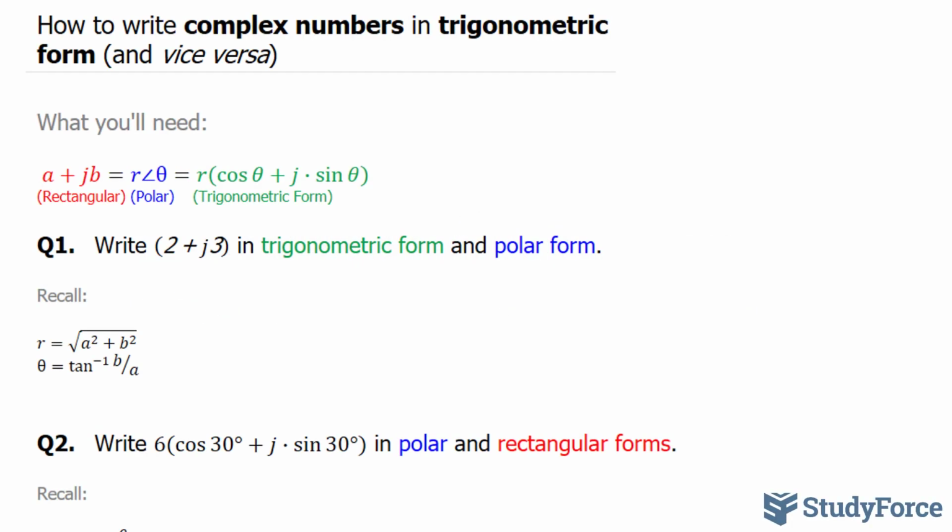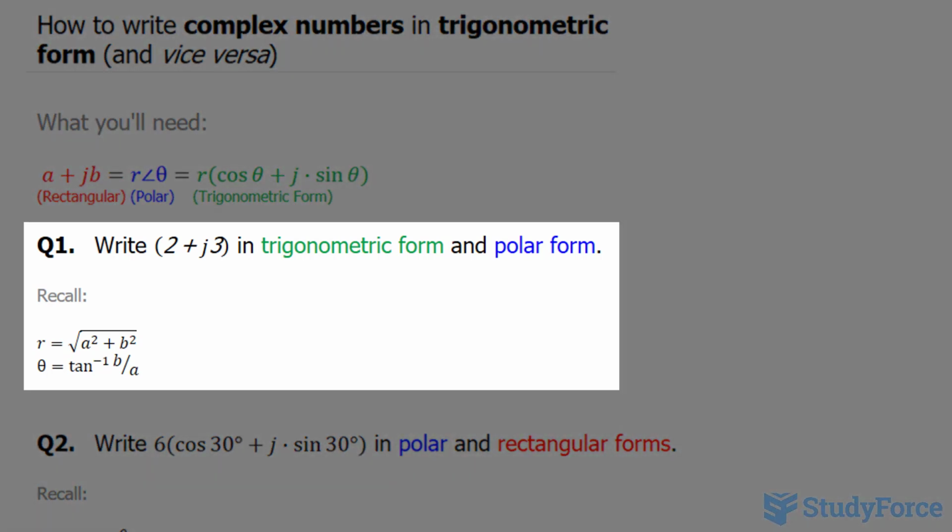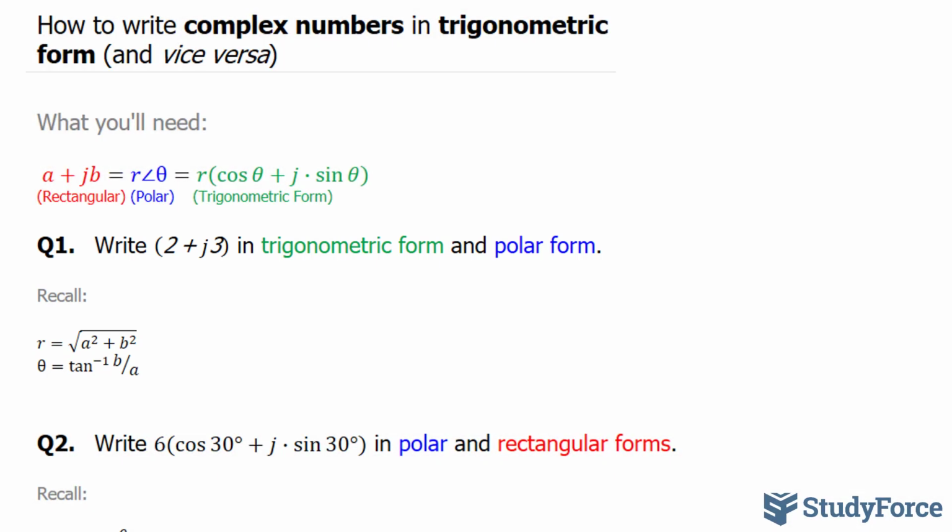In this video, I'll show you how to write complex numbers in trigonometric form. The first question reads, write 2 plus j3 in trigonometric form and polar form. The first thing that you want to do is write it out in polar form, because by writing it out in polar form, you find your radius and your angle.